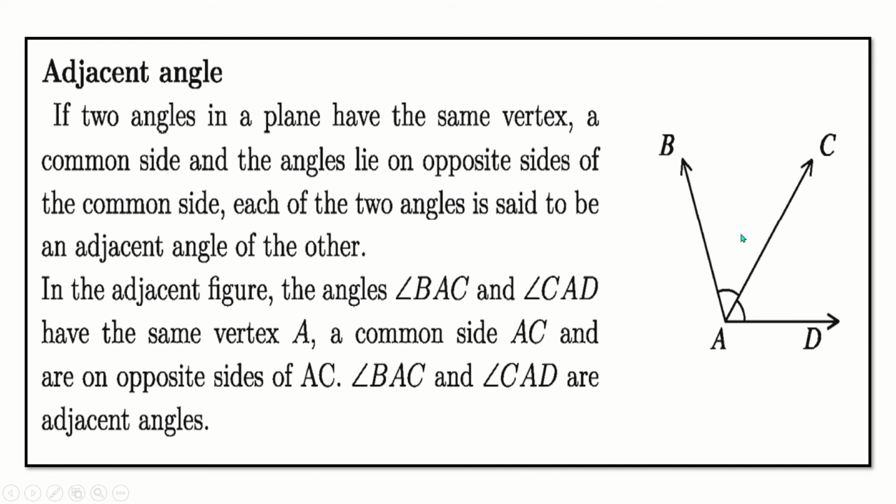That means CAD is an adjacent angle of BAC and BAC is an adjacent angle of DAC. That means a common vertex is present and a common line is present. Clear? Then they produce two angles, and each of them is adjacent to the other.